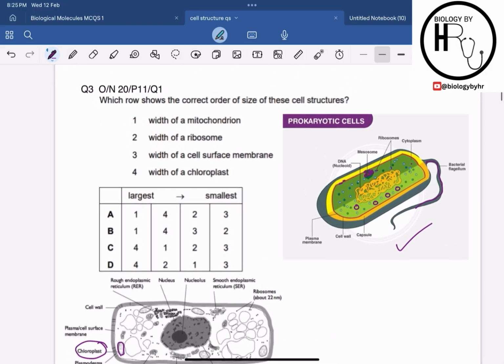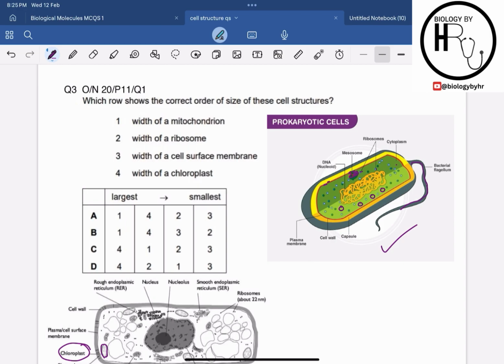Now let's move on to question number 3 over here. Question number 3 is from October-November 2020, paper 1-1, question 1. It says, which row shows the correct order of size of these cell structures, right? So this is something you have to remember. We know that the width of the cell surface membrane is very tiny, right? So obviously it would be the smallest of all. So 3 must be the smallest of all. And then chloroplast is larger in size than the mitochondria. You must know this fact.